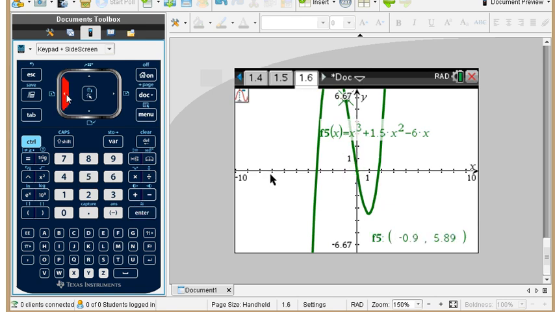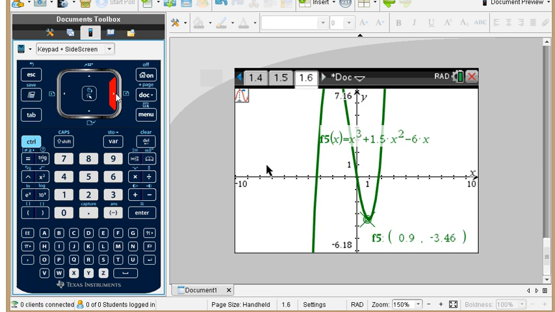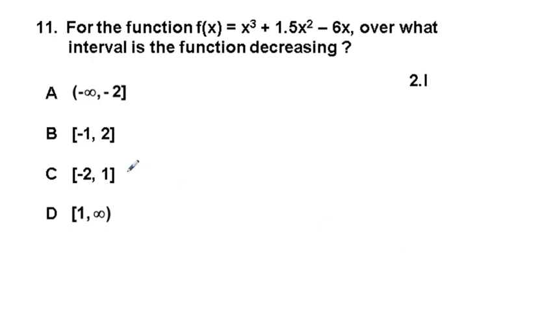if we go up to the left, we scroll to our maximum, which occurs where x equals -2, and the y value is 10, and then it goes down to a relative minimum of -3.5 where x equals 1. So on this one, our correct answer is going to be C.